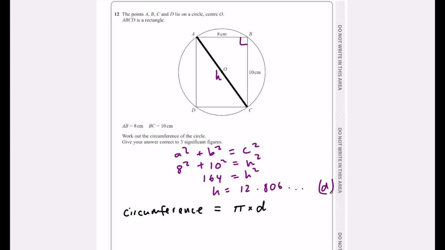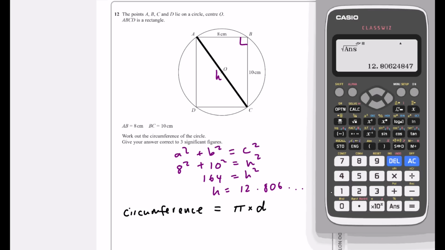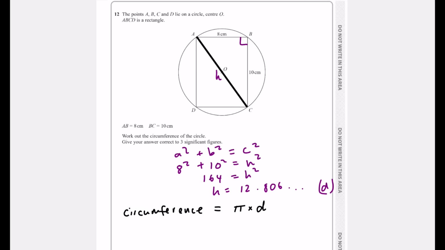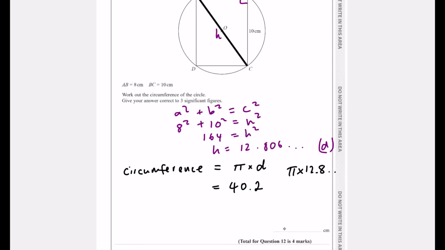So all we have to do is times it by pi, pi times diameter. We get 40.2. So the circumference is 40.2 because it's pi times 12.8, and so on.